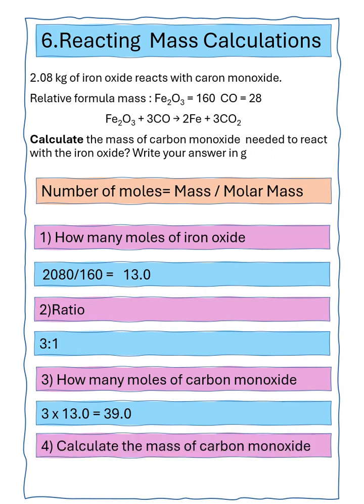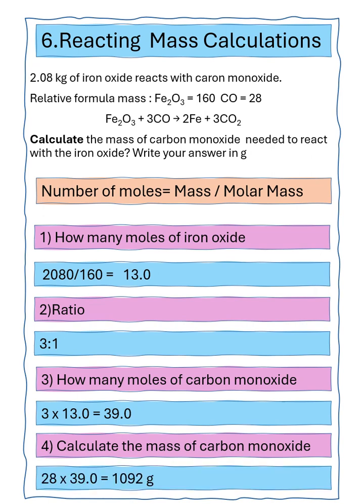We can then use the formula, number of moles equals mass divided by molar mass, to then calculate the mass of carbon monoxide. So the relative formula mass of carbon monoxide is 28. Multiply that by the number of moles, which is 39. So we've got 1,092 grams of carbon monoxide.